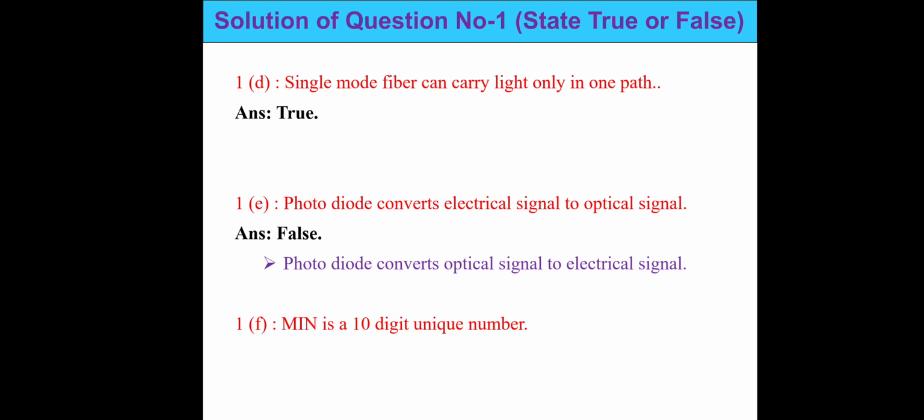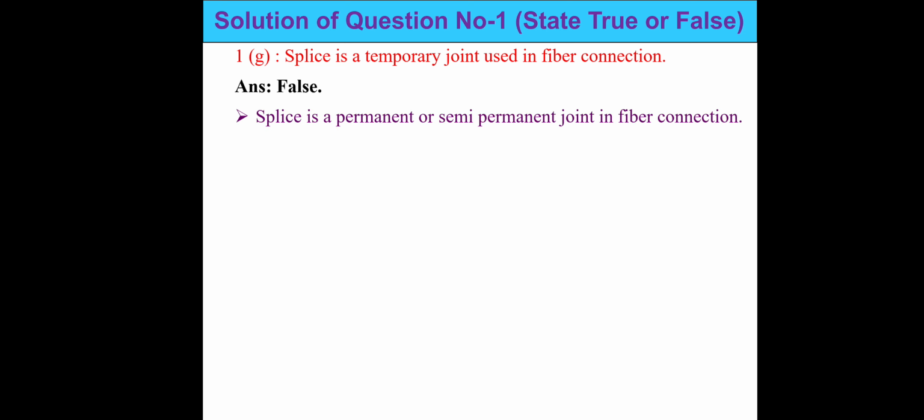So next, MIN is a 10-digit unique number. Yes, MIN, mobile identification number, is a 10-digit number. So this statement is true. Next question is splice is a temporary join used in a fiber connection. So this statement is false because this splice is not temporary, it is a permanent or semi-permanent join in fiber connections.